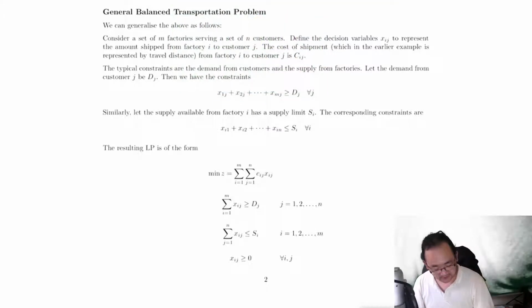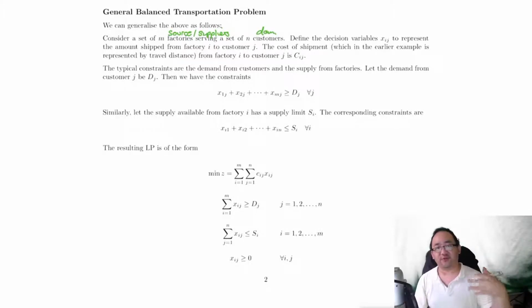So in this case, the factories were the source, suppliers, and the customers in this case were the dams. But customers could be storefronts, that kind of thing. So we defined decision variable xij to represent the amount shipped from factory i to customer j. That's the only decision variable we're going to use, but as said before, it has two dimensions, so it's not just one decision variable, but m times n decision variables.